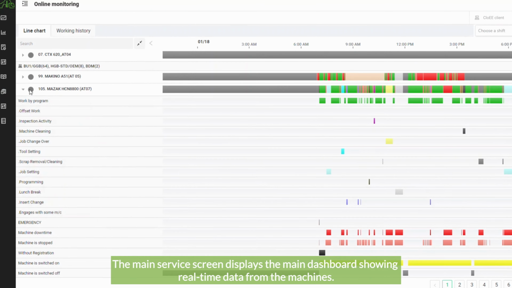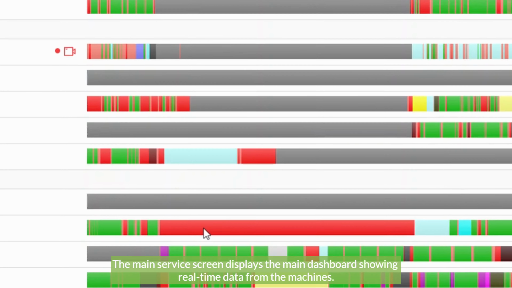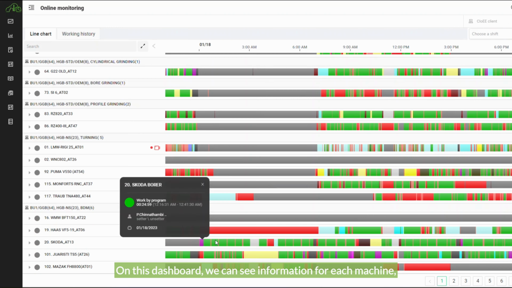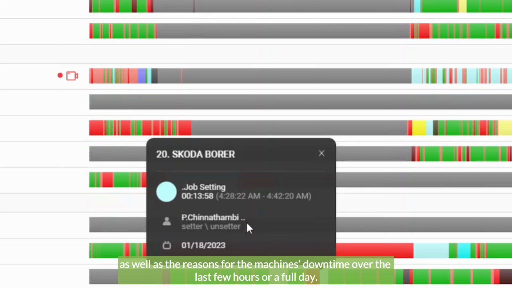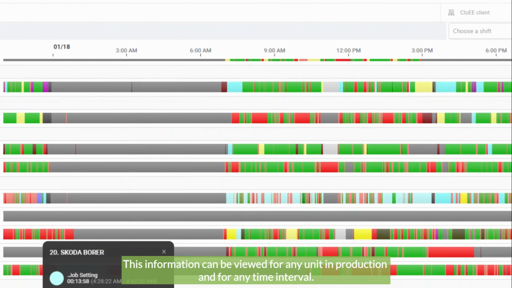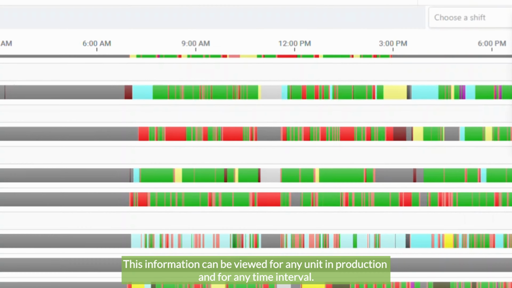The main service screen displays the main dashboard, showing real-time data from the machines. On this dashboard, we can see information for each machine, as well as the reasons for the machine's downtime over the last few hours or a full day. This information can be viewed for any unit in production and for any time interval.